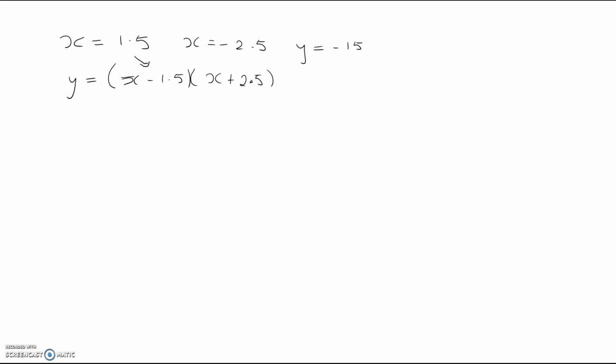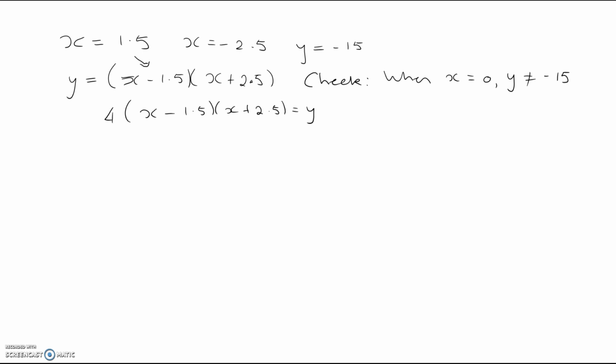Now if you check when x equals 0, y should equal negative 15. Now in this case it actually doesn't. So what we need to do is figure out what we need to multiply what we've got by to get negative 15, and a little bit of trial and error says that this is what we have to do. We have to multiply it by 4, and now we've got the parabola that we're asked for.